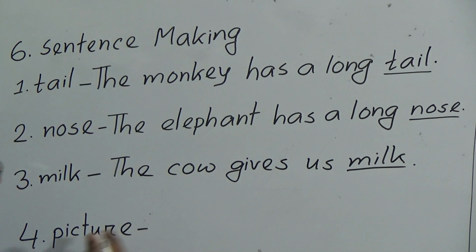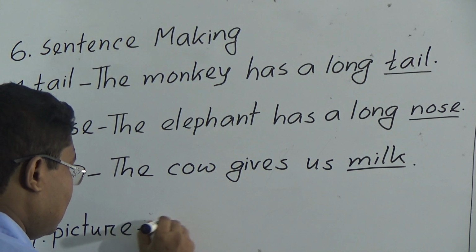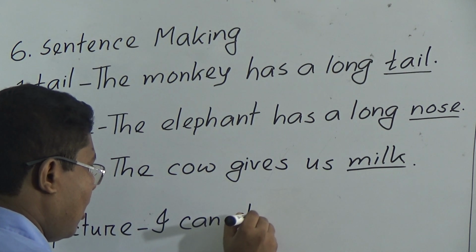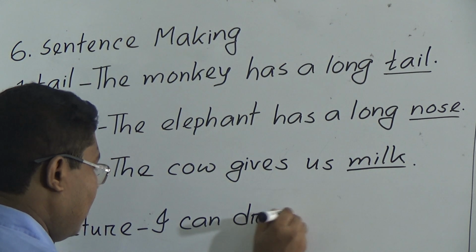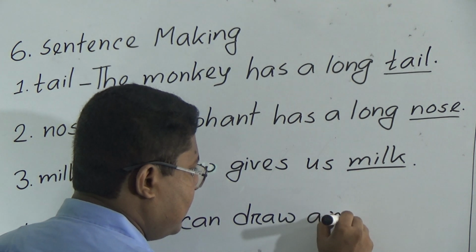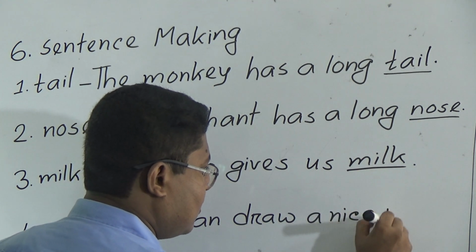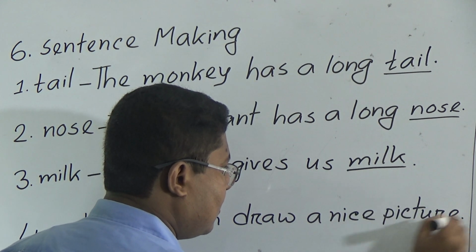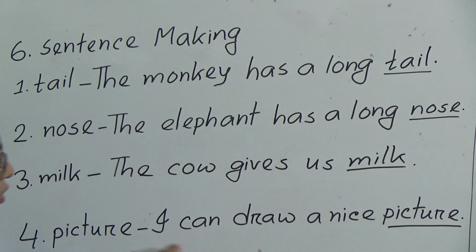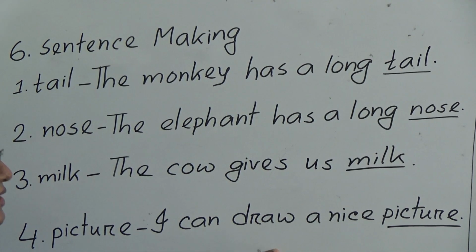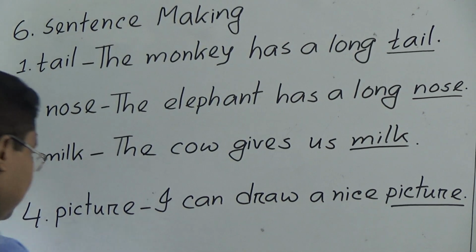Okay, picture. I can draw, D-R-A-W, draw. I can draw a nice picture. P-I-C-T-U-R-E. Okay, if you write, I draw a nice picture, correct. If you write, I draw a picture, correct. If you write, I saw a picture, this is also correct.